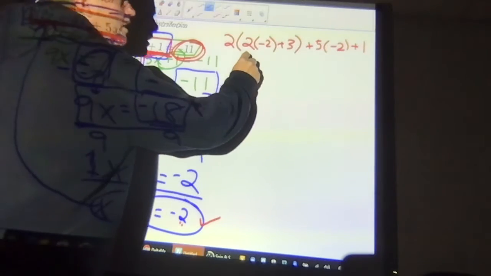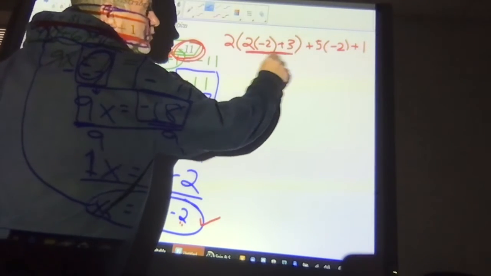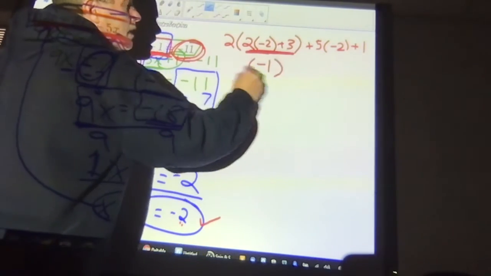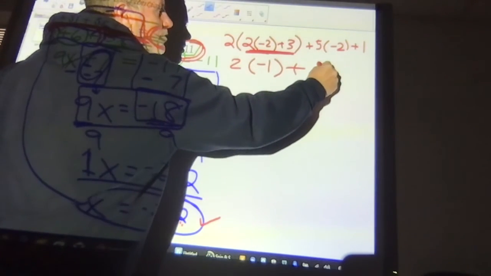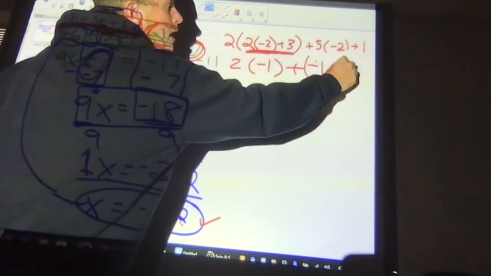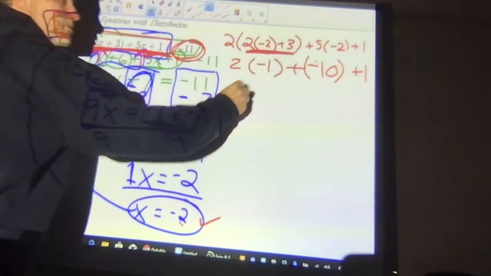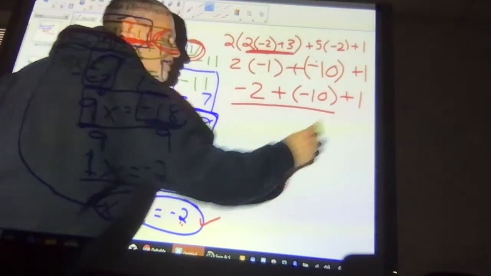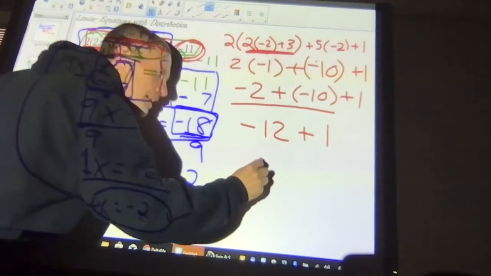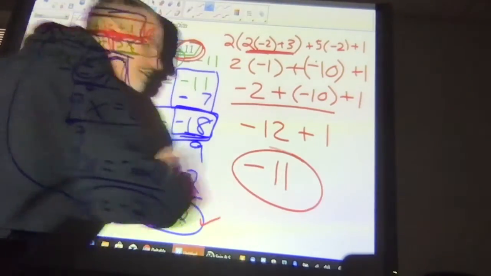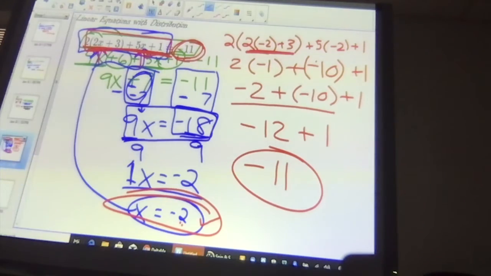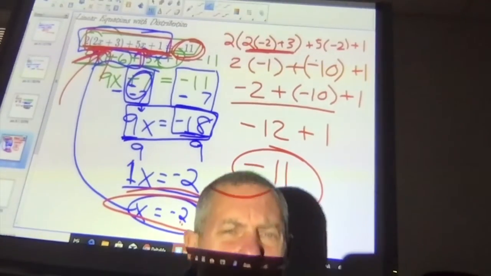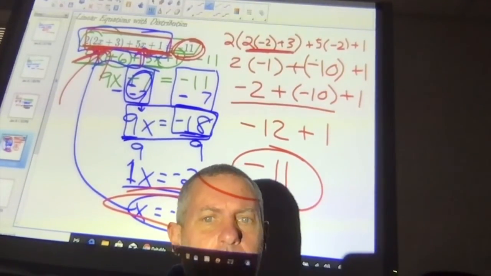Fixed it real quick. So here I get negative 4 plus 3. And I'm just going to cheat here and do that in my head. Negative 4 plus 3 is negative 1. 5 times negative 2 is negative 10. 2 times negative 1 is negative 2. Negative 2 plus negative 10 is negative 12. And negative 12 plus 1 is negative 11. Now I know for sure that's the exact right answer because it worked. So what looked like a long problem really wasn't that bad at all.